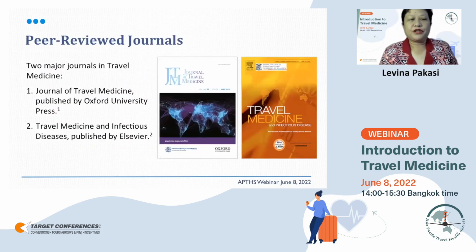Then we have two major journals in travel medicine. One, published by Oxford University Press, is the official journal of ISTM, and the other, from Elsevier, based in the UK, is the Travel Medicine and Infectious Disease journal.